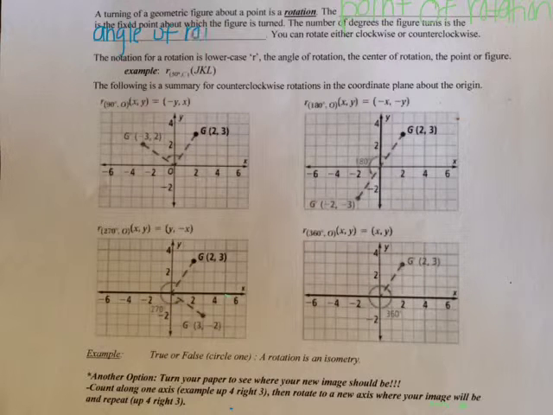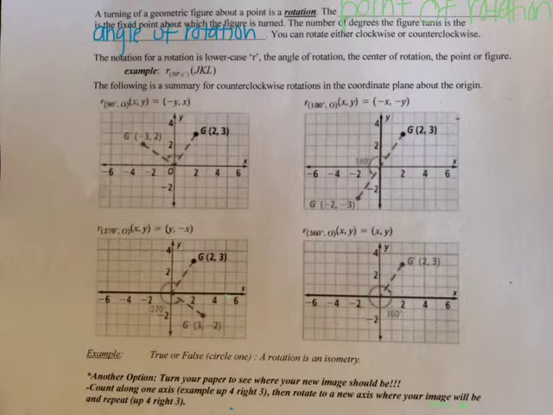of rotation. You can either rotate a figure clockwise or counterclockwise. The notation for a rotation is just a lowercase r. Then you'll have the angle of rotation and the center of rotation.